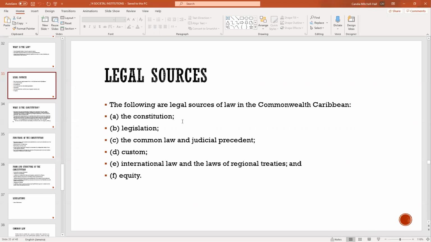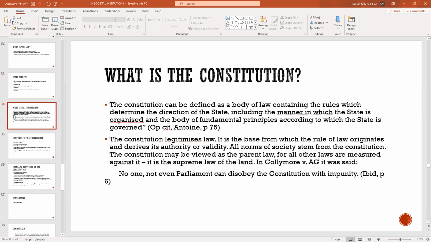Now, one of the major laws in the Caribbean is the Constitution. And anybody who is familiar with the Constitution knows it is pretty much a very small book. Very small book, but very powerful. Small but powerful, right? In fact, it is the supreme law of the land. Somebody, I'm asking you to read this for me, please, a volunteer. What is the Constitution?